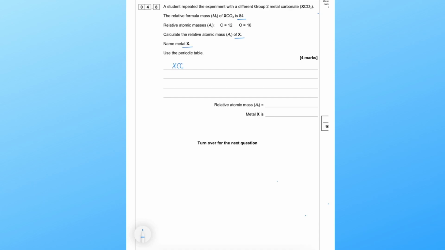So XCO3 has a mass of 84. Now the carbon has a mass of 12 and 3 times 16 for the oxygen is 48. So the mass of the CO3 is going to be 60. Therefore, to work out the mass of X, we would do 84, which is the whole mass, take away the mass of CO3, which is 60, which leaves 24. So the mass of X is 24, and if we use our periodic table, that shows us that X must be magnesium.